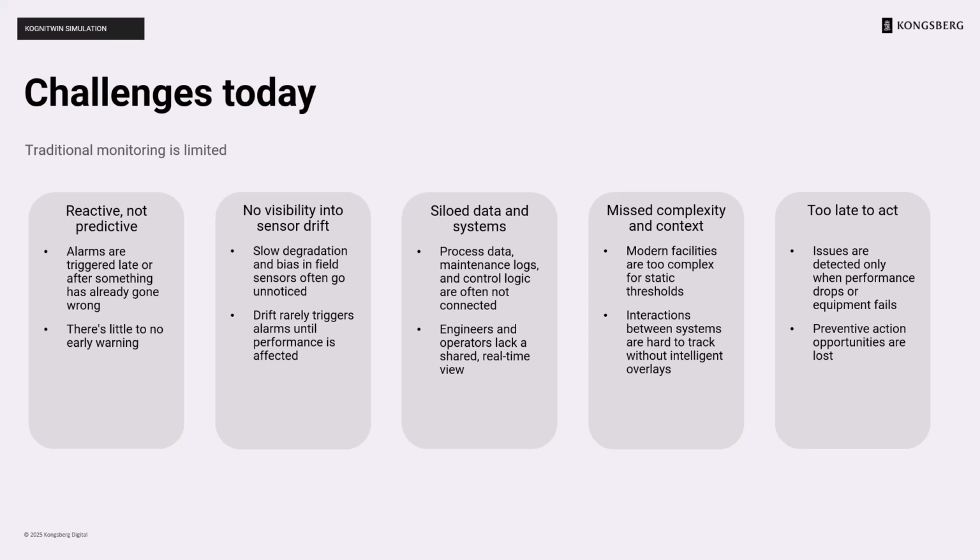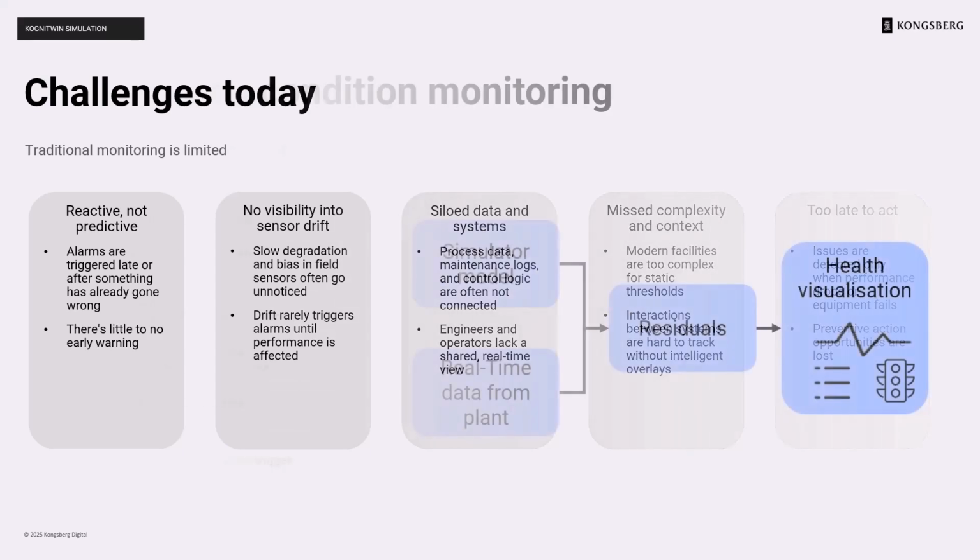The reality is modern plants are too complex for static thresholds and disconnected monitoring. Interactions between equipment and systems create subtle patterns, and without the right tools, those patterns go unnoticed. By the time a deviation becomes obvious, it's often too late to act proactively. We've missed the opportunity to correct course early, and we're left reacting instead of preventing.